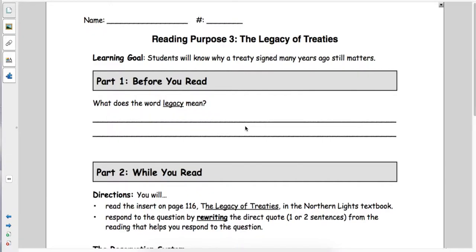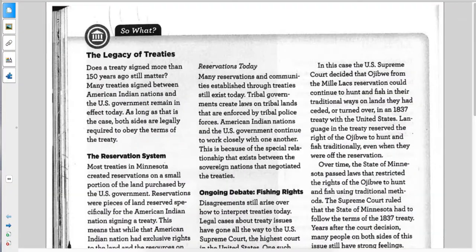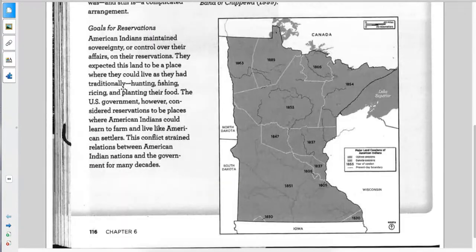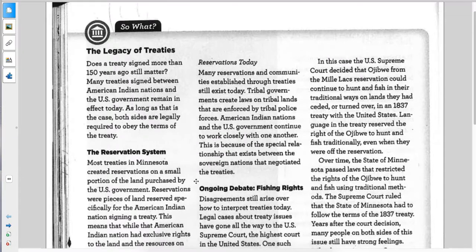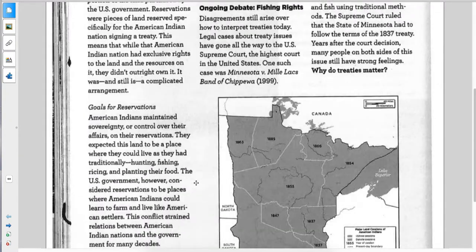The purpose of this screencast is to read an article called The Legacy of Treaties, and then to complete a handout called Reading Purpose 3, Legacy of Treaties. The reading is on page 116 in the Northern Lights textbook, and it's a single page that looks like this.